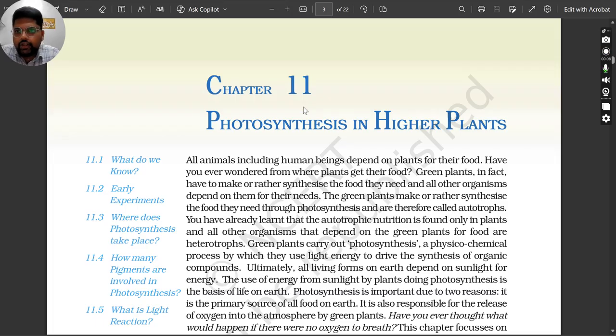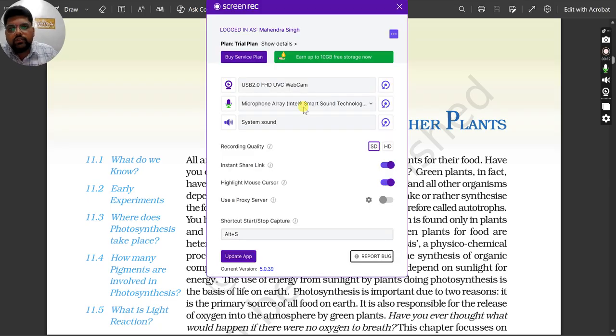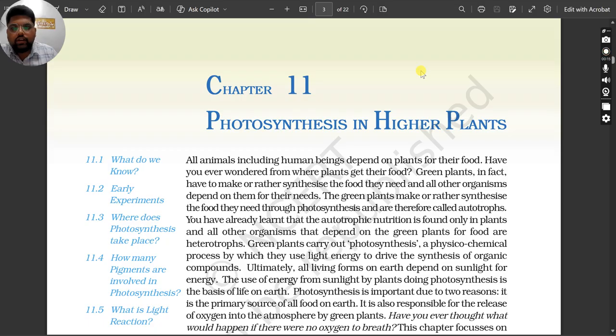So today I'm starting with chapter number 11 of class 11th biology, which is photosynthesis in higher plants. Myself, Mahendra Singh. I have done PhD in genetics and plant breeding, that's PhD in agriculture.